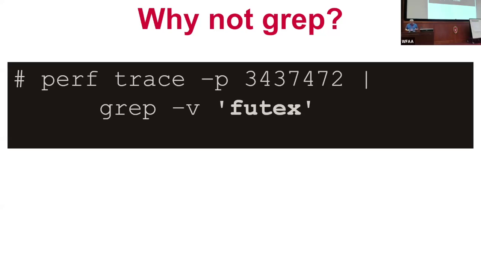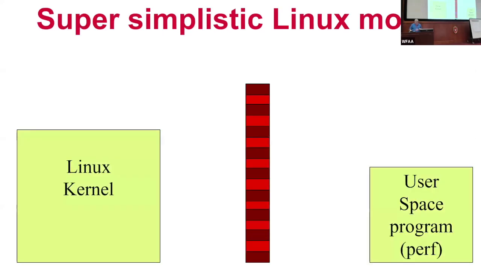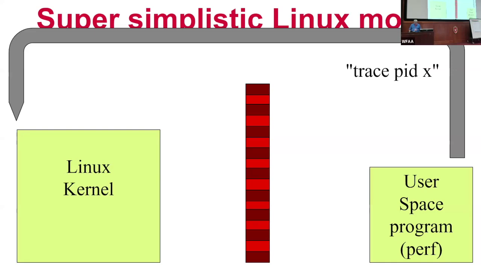No? Well, let's look at kind of a simplistic model of what Linux looks like. Maybe in some very arbitrary, abstract way, it looks like this. You've got the kernel, which is a whole mess of code, and then you have a barrier between the Linux kernel and whatever user space program you're running. In this case, it's perf. So if I was to run perf, perf makes system calls over the barrier into the kernel and gets results back, right? So you run perf trace pid, and so on.